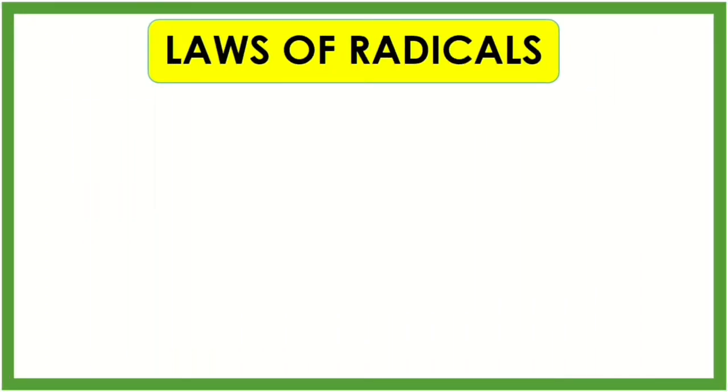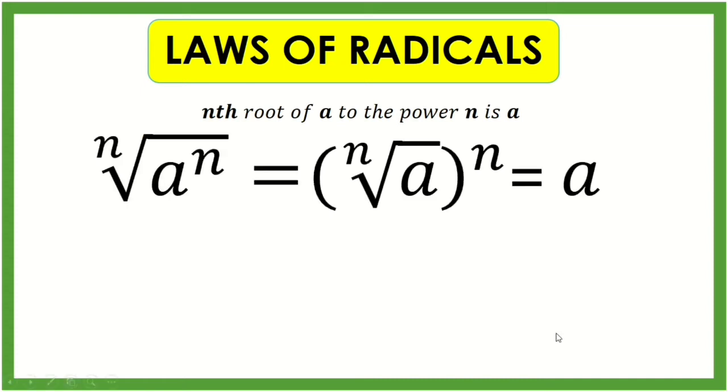Let us have the laws of radicals. Meron tayong 4 na laws of radicals. So, yung laws of radicals natin, na-derive ito from the laws of exponent. Our first law is the nth root of a to the power n is a. In symbol, we have the nth root of a raised to n is equal to the quantity of nth root of a raised to n equals a.